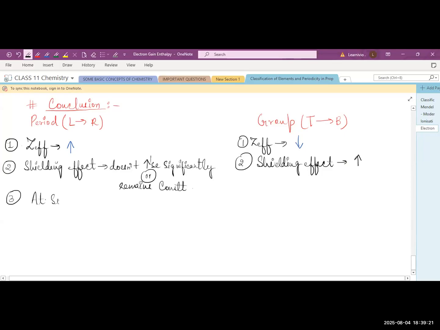Right, the third one, atomic size. Now, Sanidhi will tell me what about the atomic size variation in period and group. In a period it decreases and in a group it increases. Yeah, very good.